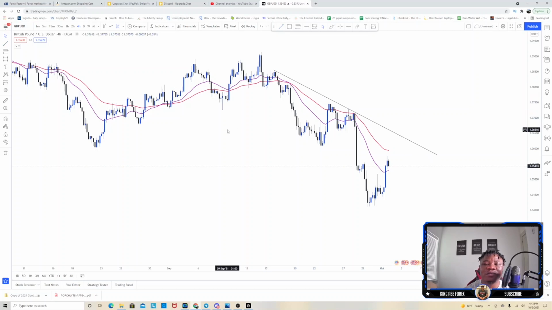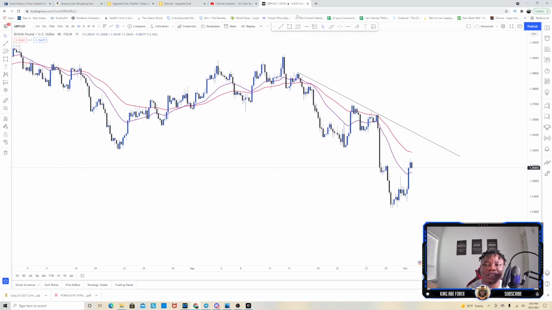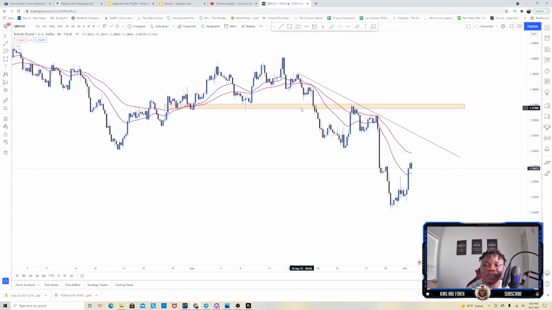Our second confirmation we need is break of structure. Now we can easily see that by using the rectangle tool, and we can see that support actually became resistance. Looking at this on the 4-hour time frame, because the 4-hour time frame is very powerful, just to let you guys know, we know that support actually became resistance over here. So now we have those confirmations right there.